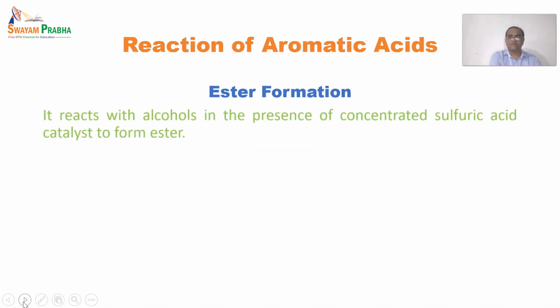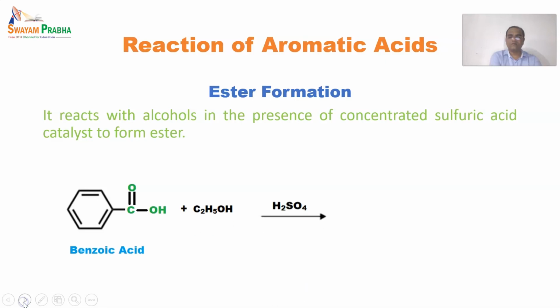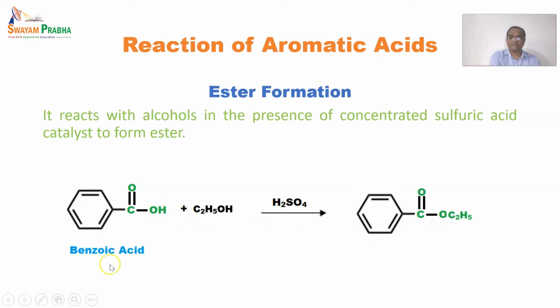So this reaction we have seen in preparation of aromatic acid also, but it was in reverse way. It reacts with an alcohol in presence of concentrated sulfuric acid as a catalyst to form an ester. So benzoic acid reacts with an alcohol, and H2SO4 acts as a catalyst over here, and it forms an ester, that is ethyl benzoate.